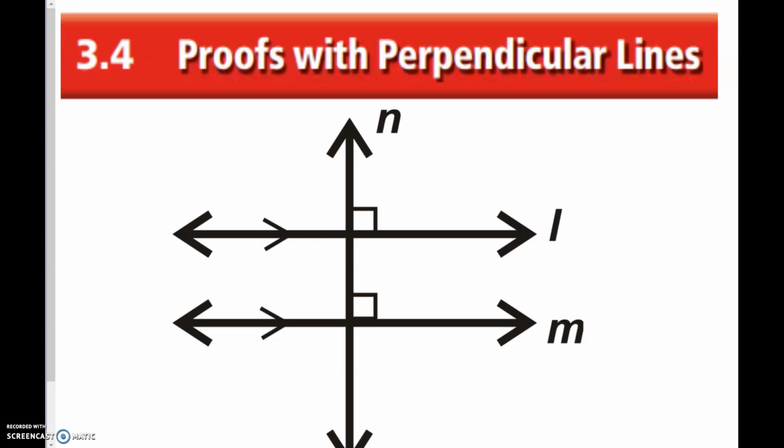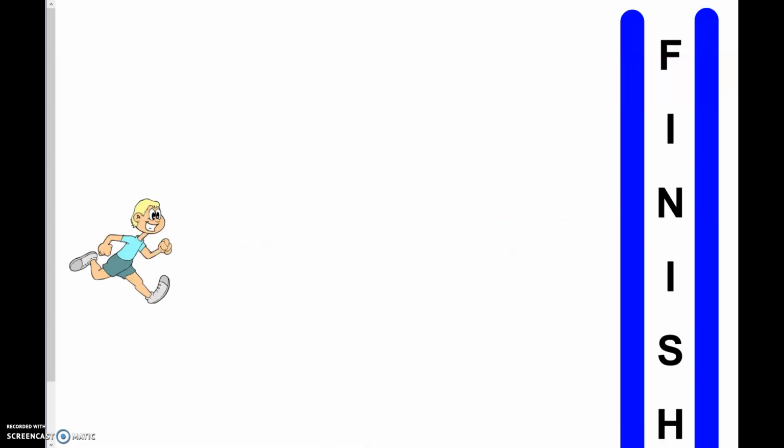So we have a runner here that's going to the finish line. So let's think of this runner as a point. So we have a point here and going to the finish line. So what is the shortest distance from that point to the finish line?